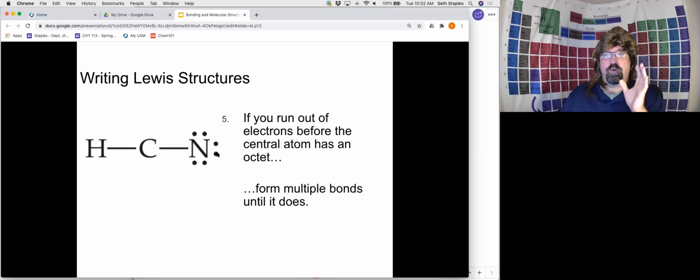Nitrogen's got an octet, 2, 4, 6, 8, but carbon's only got 4 around it. So what we're going to do is steal some of these lone pairs from around nitrogen and put them into bonds around carbon. But instead of having this lone pair here, we're going to dump it into a bond and see what that does.